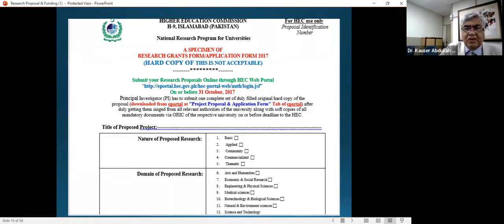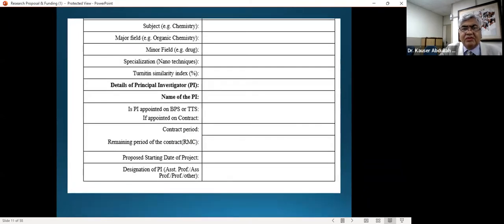Let me go on. This is a specimen for the research grant format, you see. So I just copied it, and you can see the name of the proposal, whether it is basic, applied, community, commercialized, thematic, etc. And these are the subjects: major field, minor field, specialization, Turnitin similarity index, details of principal investigator. So these are all components of a research proposal.